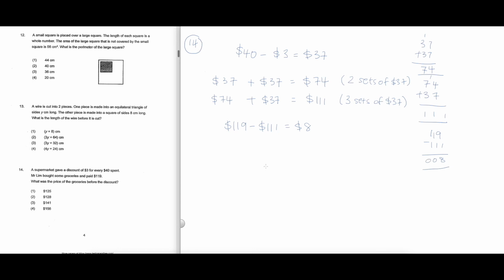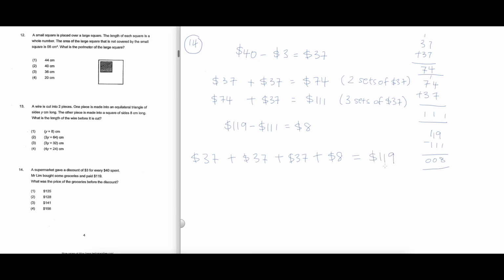Okay, so the reason why I didn't take 111 plus 37 is because I know that it will give me a number that's bigger than 119. So I stopped here. So what Mr. Lim did was, he has 3 sets of 37 plus an $8.